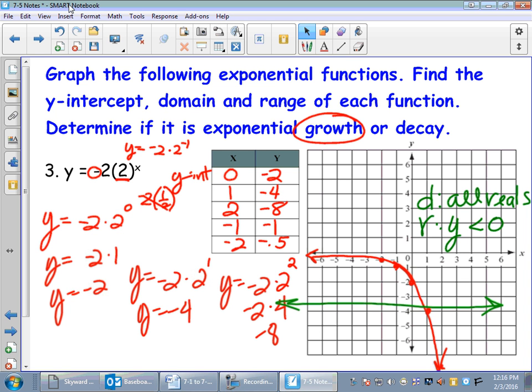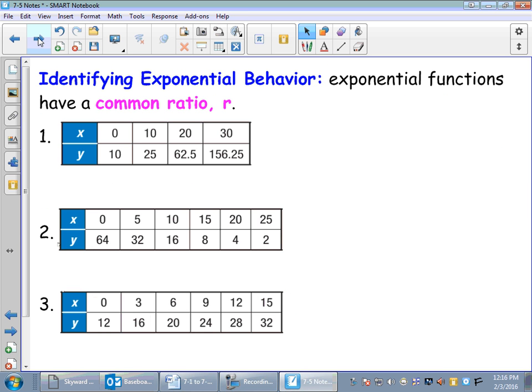That is your exponential functions and graphing. To determine if something has exponential behavior, you should have a common ratio, which we call the R value. Now, lines have a common difference. When we looked at a table of values and it was linear, we could count in a pattern like 5, 10, 15, 20, and we realized that the change was 5, and so your slope was 5.